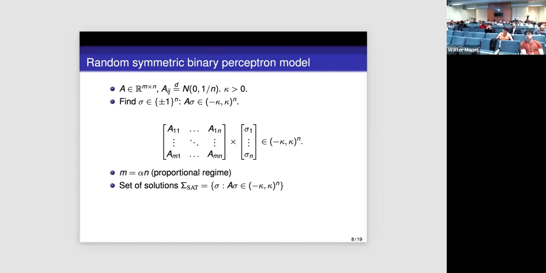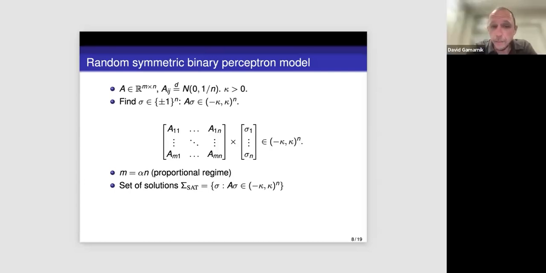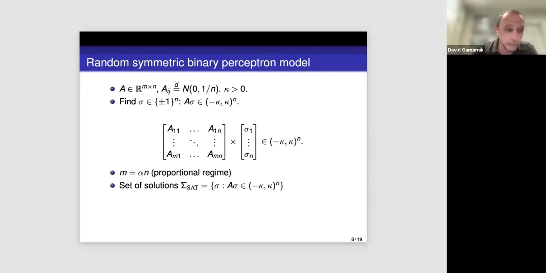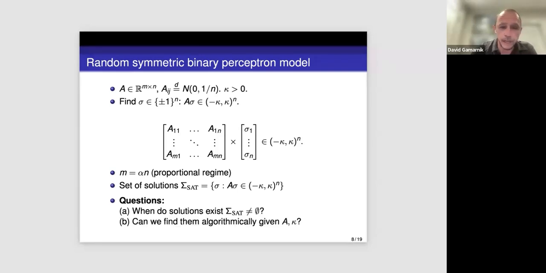Now, this set is a random set because the matrix A itself is a random matrix. Furthermore, it might be empty. It might not be empty, and that's a random event. So we can ask, what is the probability that this set is not empty? What is the likelihood that a solution does exist? That's question number one.